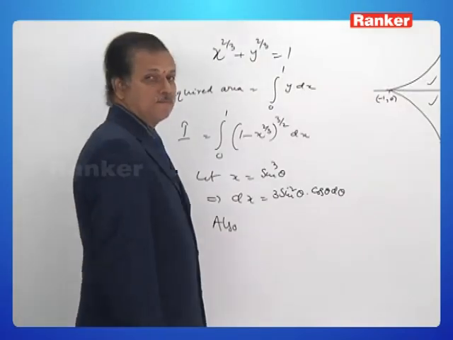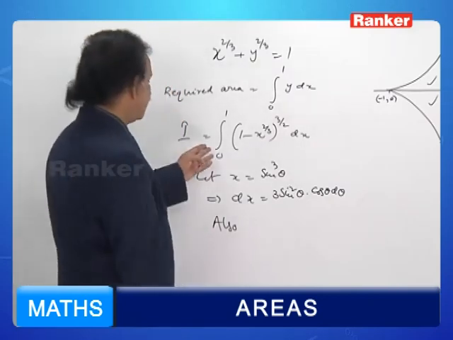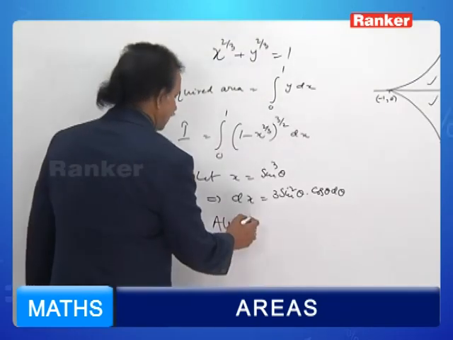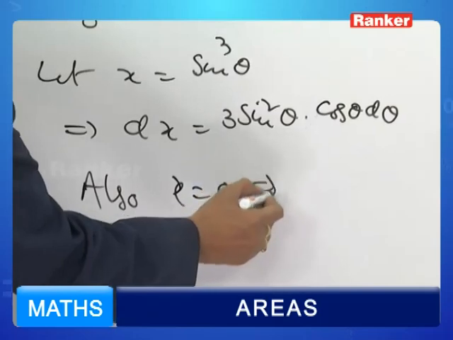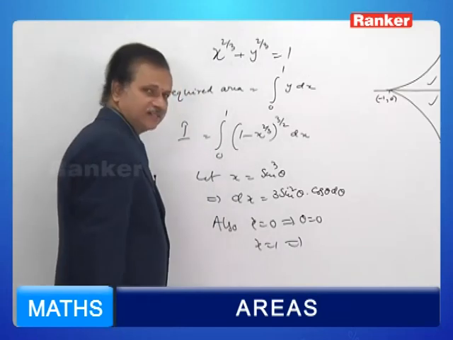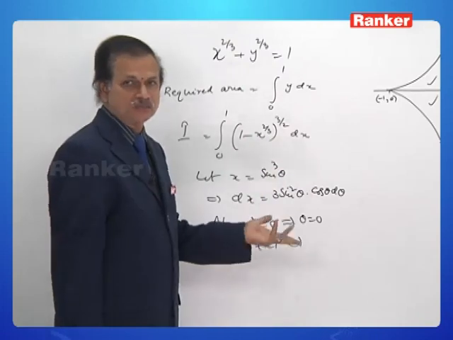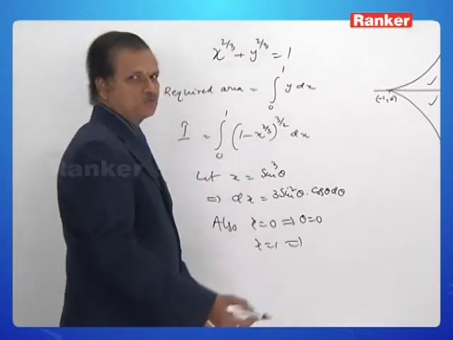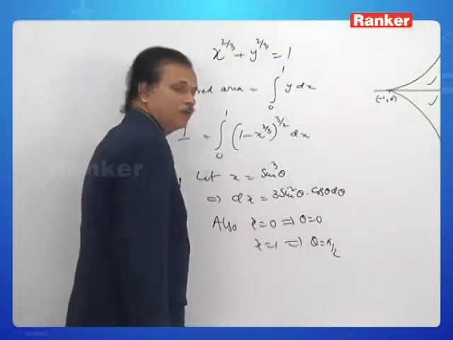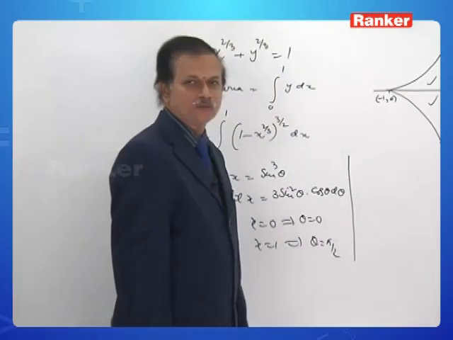Now we must change the limits also, because we have changed the variable. If x is 0, sin cube theta is 0, sin theta is 0, so theta is 0. X equal to 0 implies theta equal to 0. These are the old limits. If x is 1, sin cube theta is 1, sin theta is 1, hence theta is pi by 2.